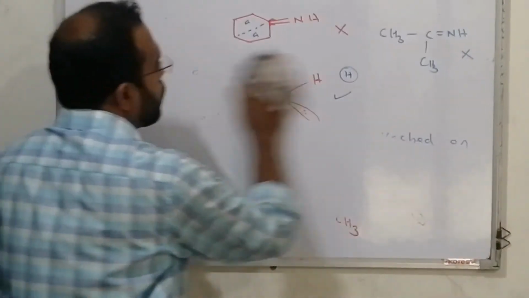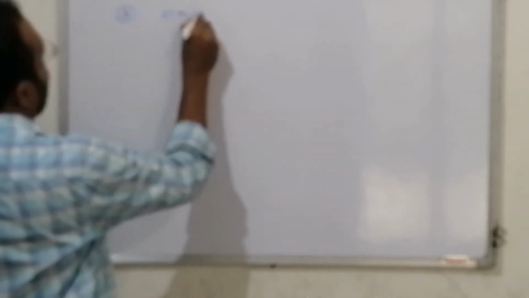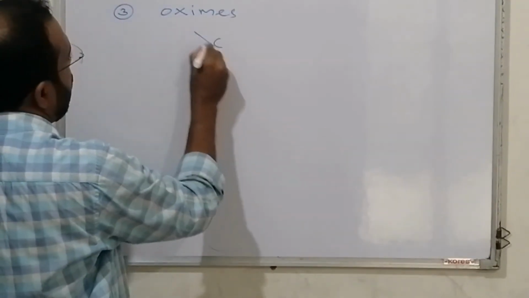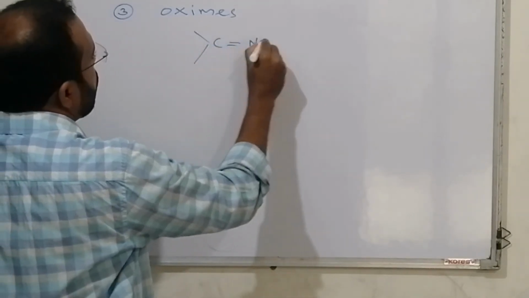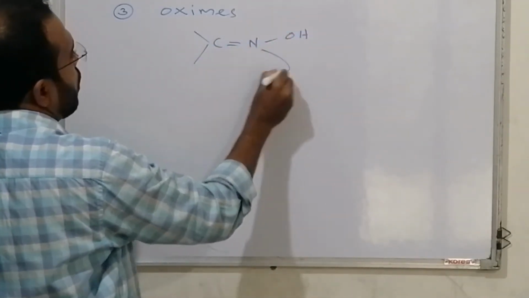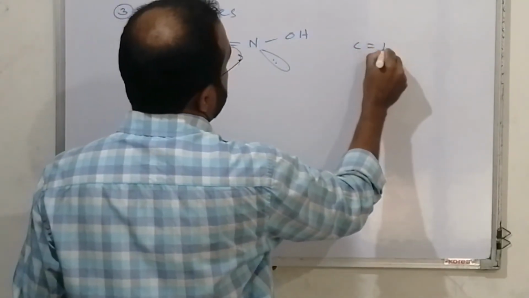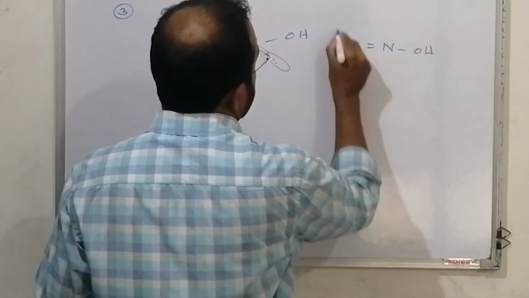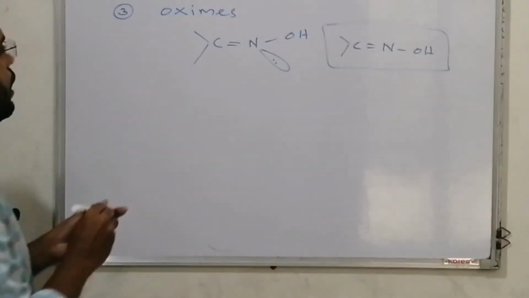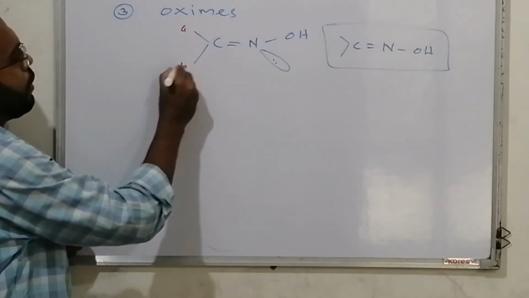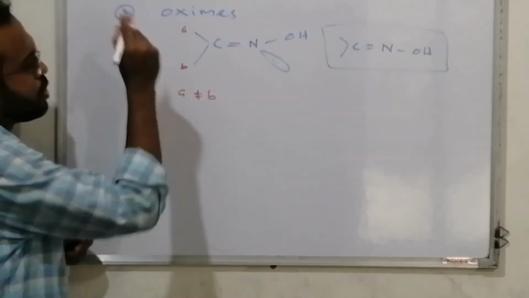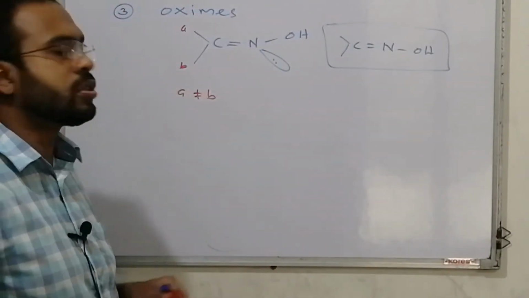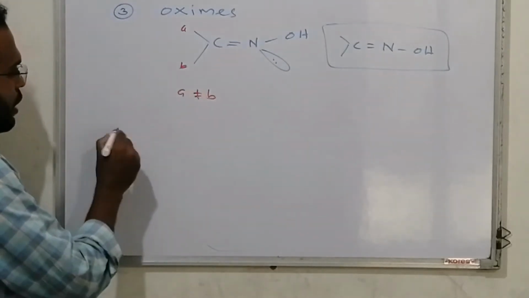Another one, third is oximes. Oximes. What is an oxime? C double bond N OH. As I have already said, this nitrogen contains a lone pair, it's like this. The only condition is that the groups here should be different, A should not be equal to B. That's all. We will write some examples.